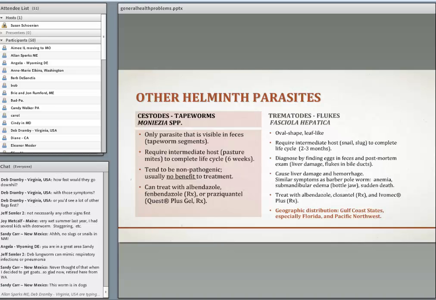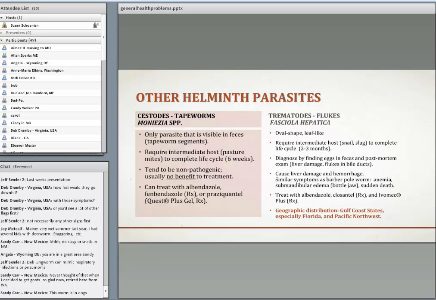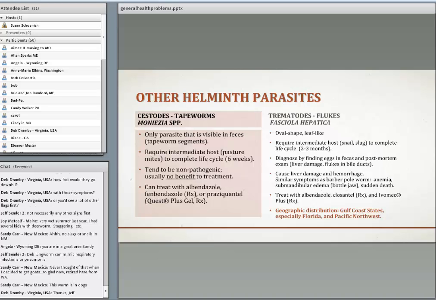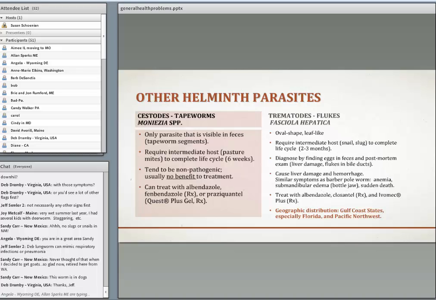Doesn't mean that that animal is clinically parasitized and needs treatment, because again, not all parasites cause problems. The tapeworm requires an intermediate host to complete its life cycle, which is about twice as long as the stomach worms. But all it needs is a pasture mite, and there's plenty of those. For the most part, tapeworms tend to be non-pathogenic, meaning they do not cause problems, and there is no benefit to treatment. Of all the research that's been done, overwhelmingly, it shows that you get no bang for your buck when you treat for tapeworms.